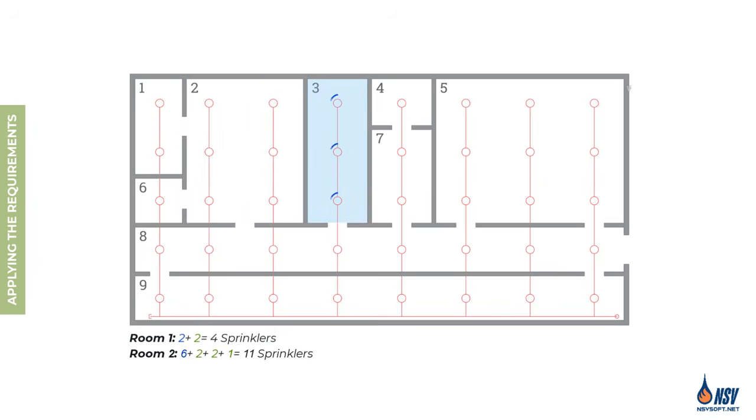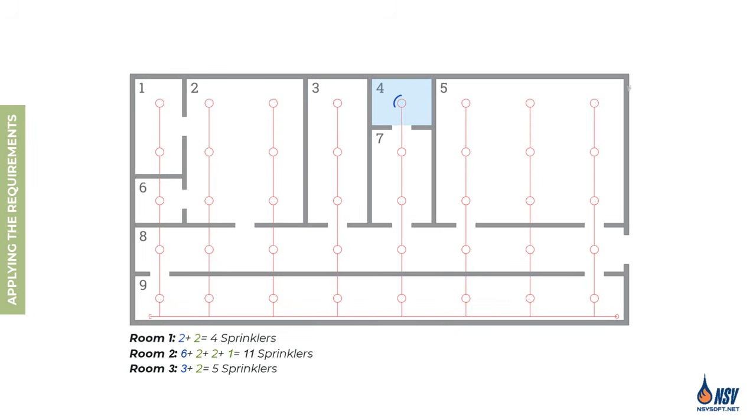Room 3 has 3 sprinklers and 1 opening. To select the 2 sprinklers from the communicating space, we choose the ones closest to the opening. One of them is straightforward to identify, but sprinklers A and B in room 8 are the same distance from the opening. In these cases, we select the sprinkler that creates the greatest hydraulic demand. So we choose sprinkler A because it is farther from the water supply in this example. The total number of sprinklers for room 3 is 5.